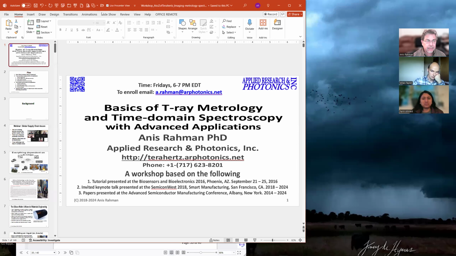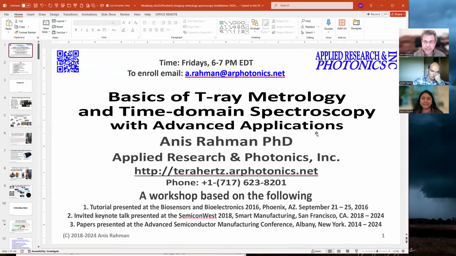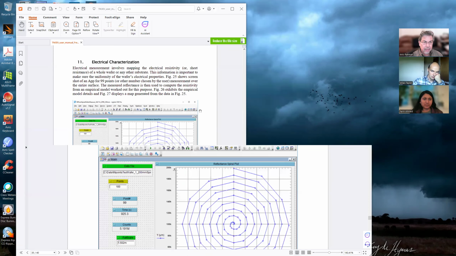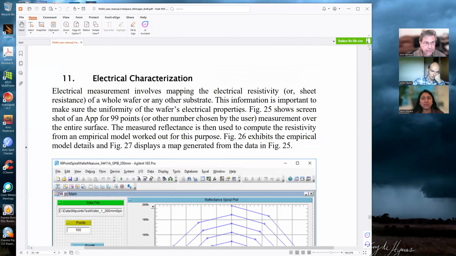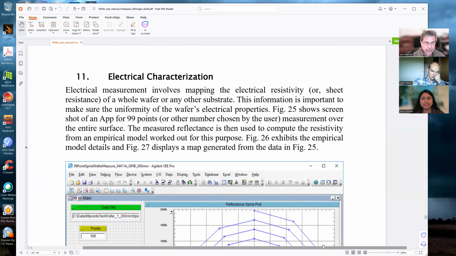Okay, welcome everybody, and this is the continuation of our workshop on basics of T-ray metrology and time domain spectroscopy with advanced applications. So today, let us continue from the last time, and this is the user manual, as we talked about it a little bit last time. And today, I don't know if you have any question or thoughts on the user manual as we did last time.